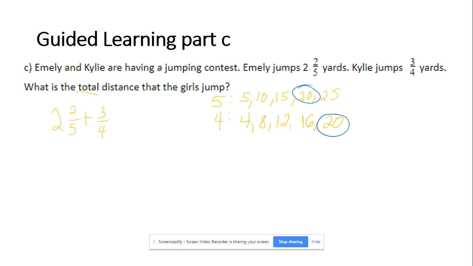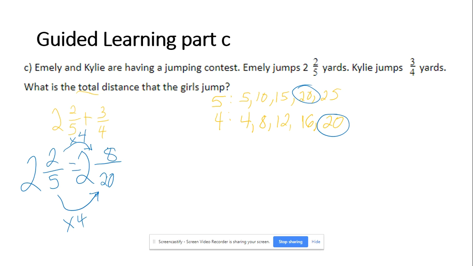And so now we can make equivalent fractions or equivalent whole or mixed numbers. Starting with 2 and 2/5, we can go ahead and make our denominator 20. Note that the whole number stays the same, so 2. Let's see, 5 times 4 equals 20, so let's multiply by the 4 on top, or on the numerator. 2 times 4 is 8. So 2 and 2/5 equals 2 and 8/20.